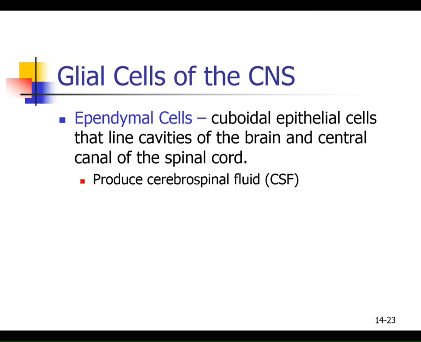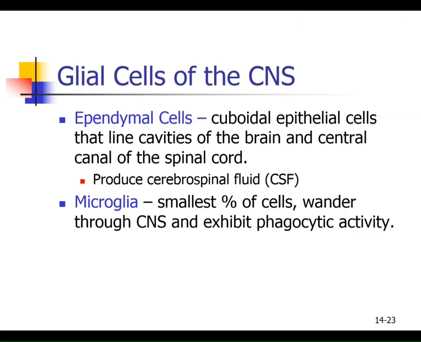Number three, microglia. Small, right? Micro today on vocab. Small glial cells. Their purpose is they are phagocytic. They're like little Pac-Man, right? They're going to come around and chomp up dead and dying neurons. They're going to clean up the environment.